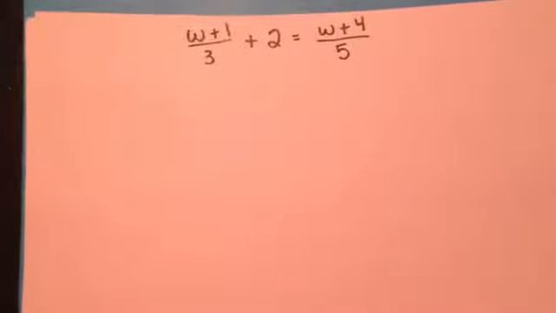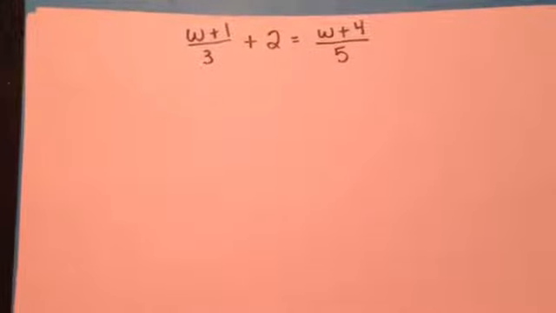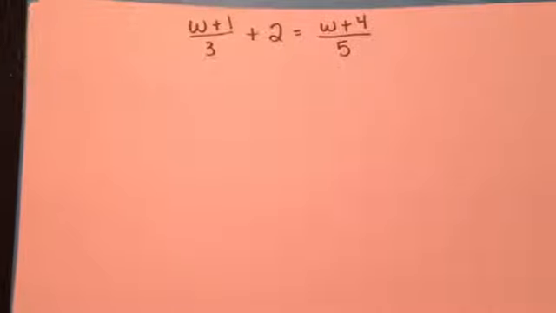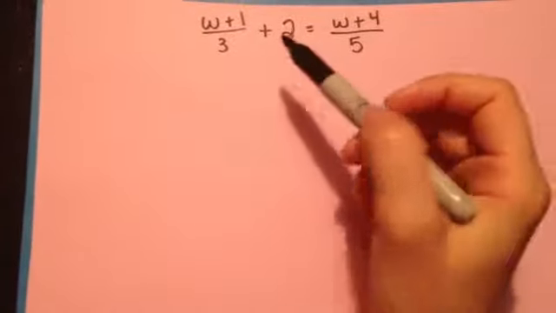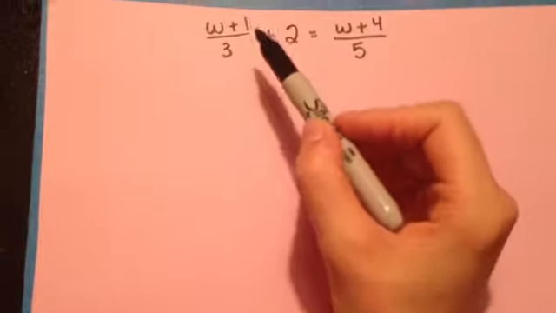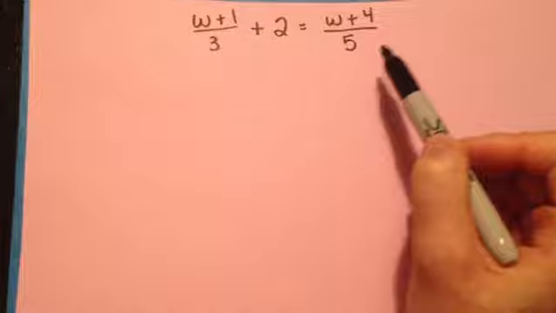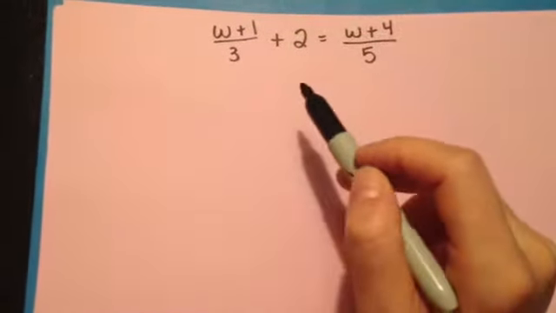Okay, this is an example of how to solve a multi-step equation. This example comes from 091, and this is section 2.6, one of the homework problems there. As you can see, we have kind of a funky looking problem in that I have a denominator here of 3 and a denominator here of 5.